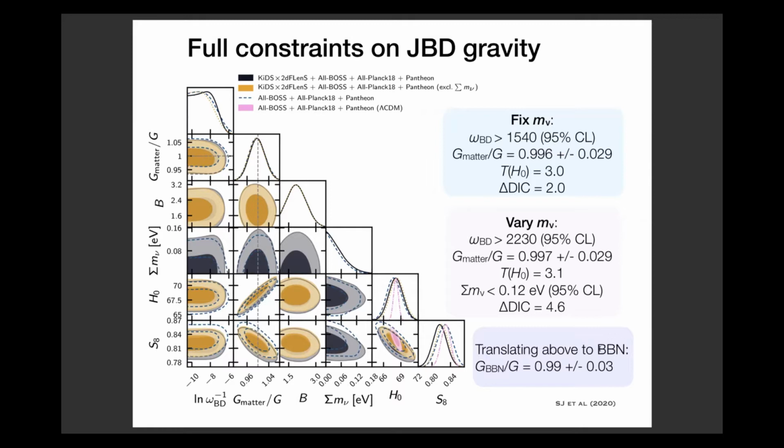But the specific Brans-Dicke parameters are just omega BD or anything else? So just omega BD and the effective gravitational constant today. Those are the two extra Brans-Dicke parameters. Everything else is fixed by the theory.